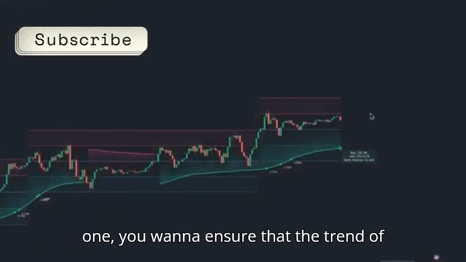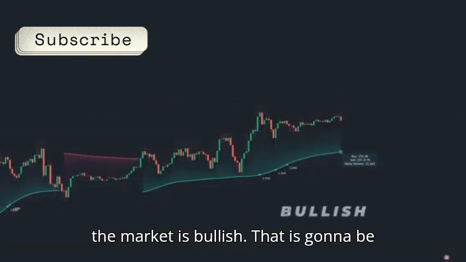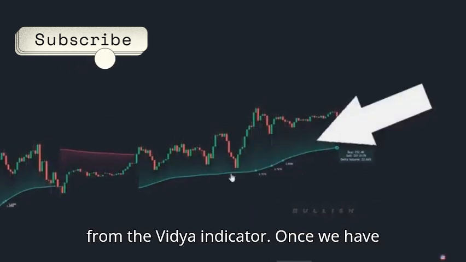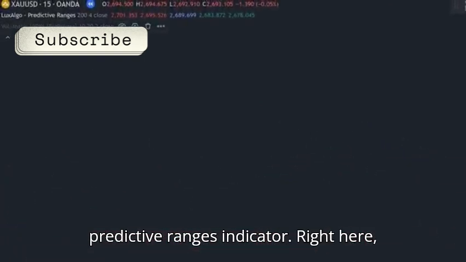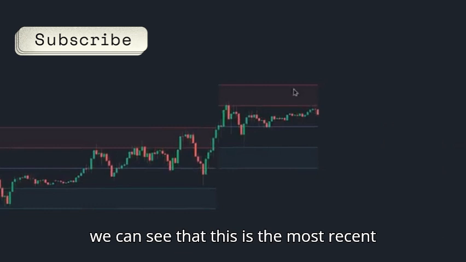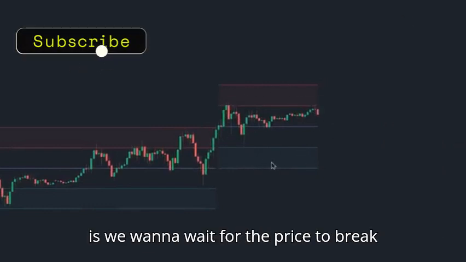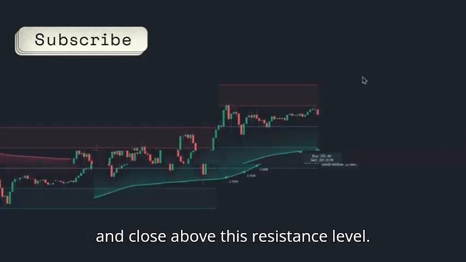So here are the conditions for taking a long position. Condition number one, you want to ensure that the trend of the market is bullish. That is going to be indicated by having a green trend cloud from the VIDIA indicator. Condition number two, once we have it, you want to locate the most recent predictive range as indicated by the predictive ranges indicator. Right here we can see that this is the most recent predictive range. Condition number three is we want to wait for the price to break and close above this resistance level.